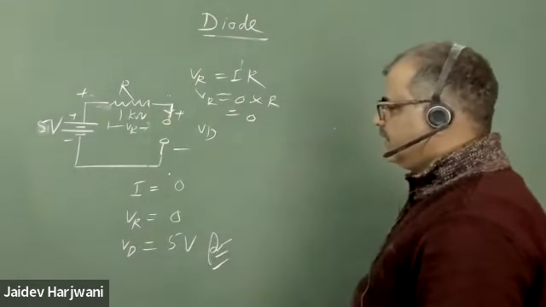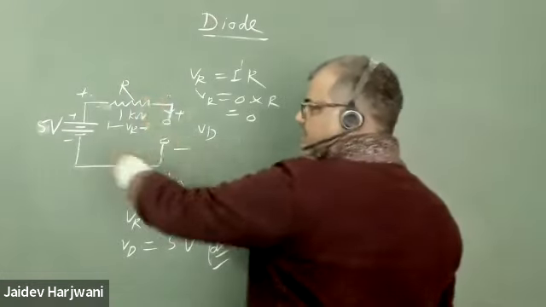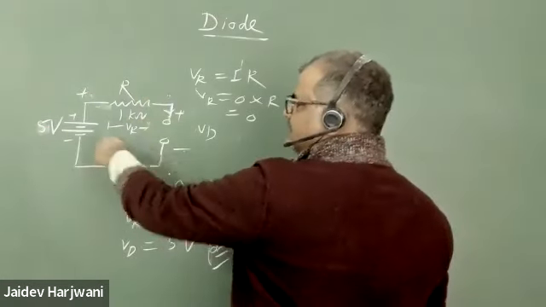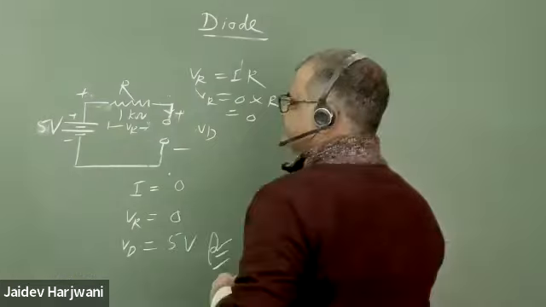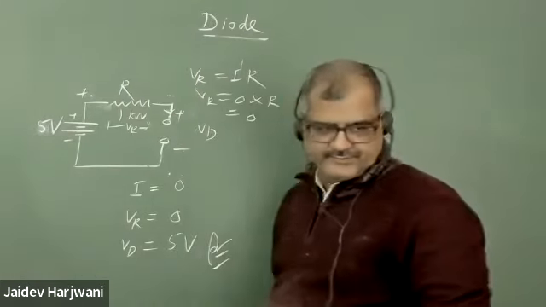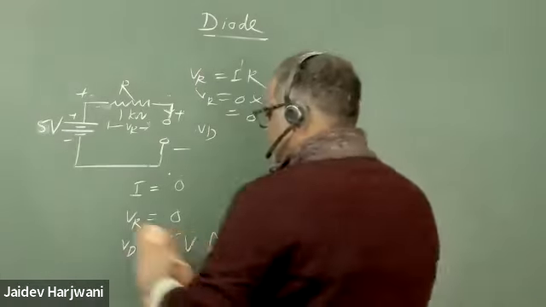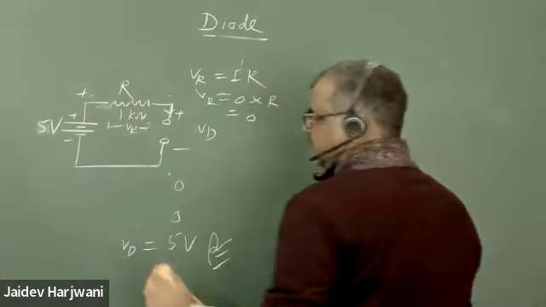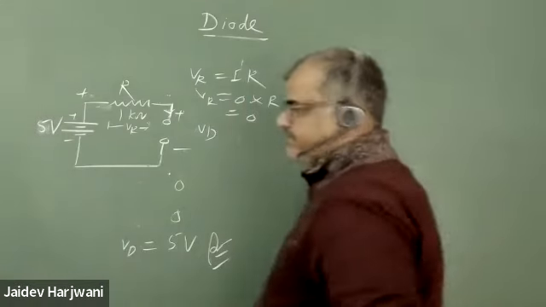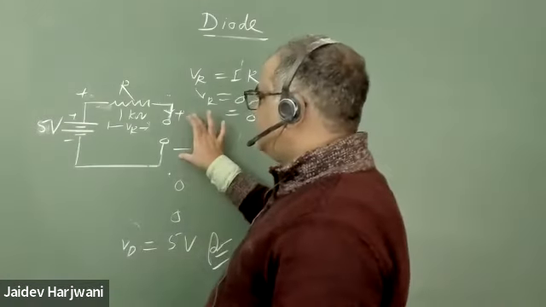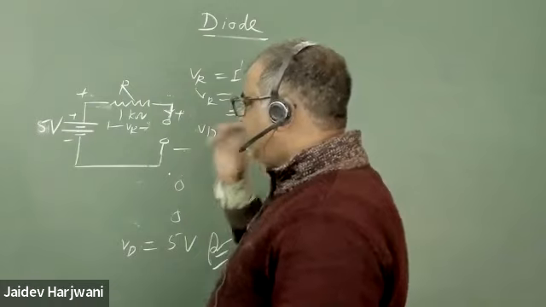Okay, sir. So if I ask you to apply KVL, you can apply KVL. I is 0, so whatever voltage comes there will come to here. Now, sir, if I is 0, then VD is also 0, na? VD cannot be 0, na?